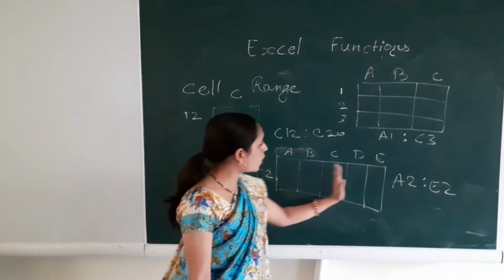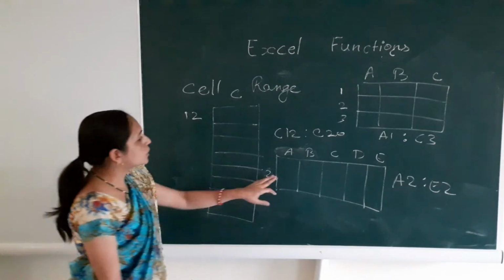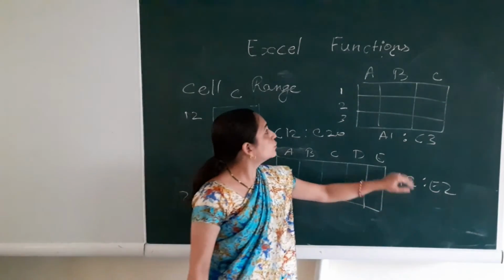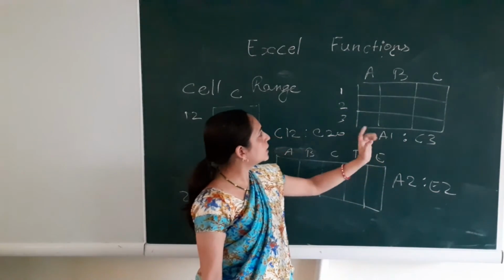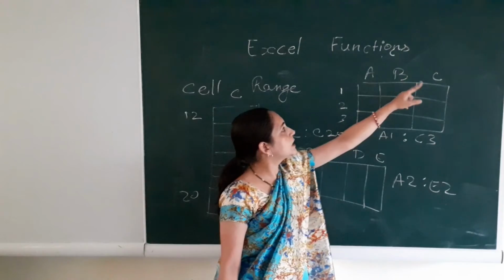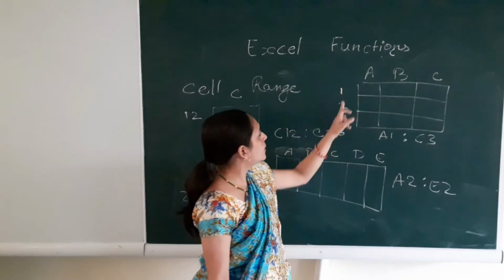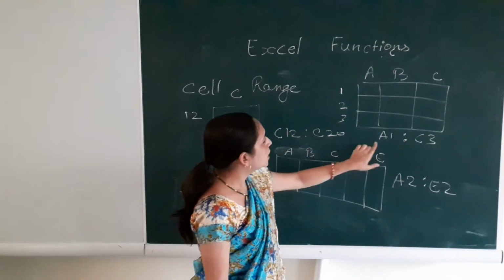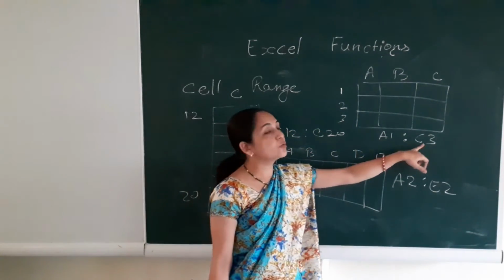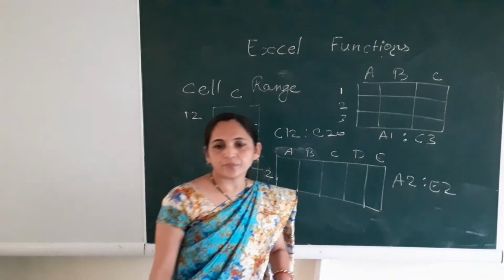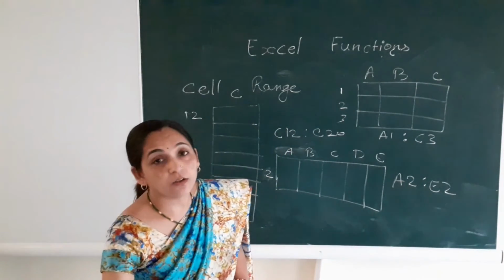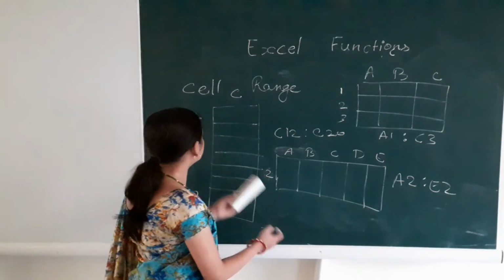Suppose you have selected all the cells in a particular row, so that will be A2 to E2, and you can select it in a table manner. Suppose you have selected the A, B, C columns and the row numbers 1 to 3. So its range will be A1 to C3. Okay. Now let's learn the formulas which we are going to learn.